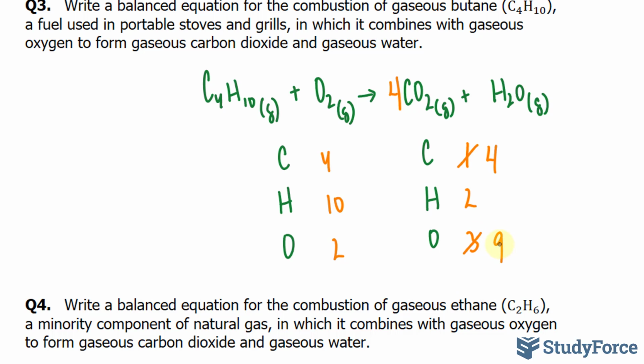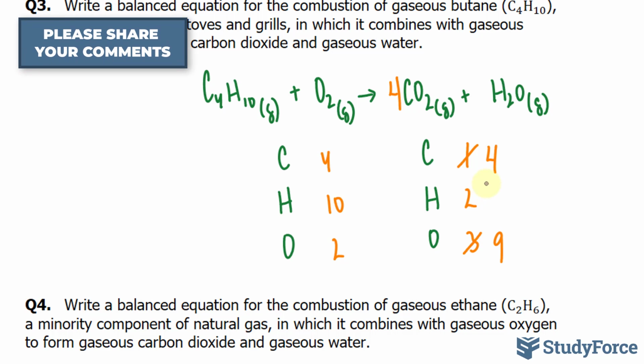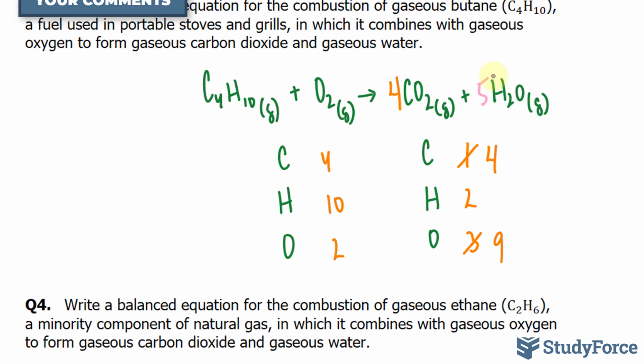Now let's make sure you understand why. 4 times 2 is 8, plus 1 gives you 9. The carbons are balanced, the oxygens are not, neither are the hydrogens. So my next step will be to place a 5 in front of this water. If I place a 5 in front of that water, the amount of hydrogens jumps to 10, because 5 times 2 is 10. And 5 times 1 is 5, plus the 8 that was there gives us a total of 13. The carbons and the hydrogens are balanced, but the oxygen on the left side is not.